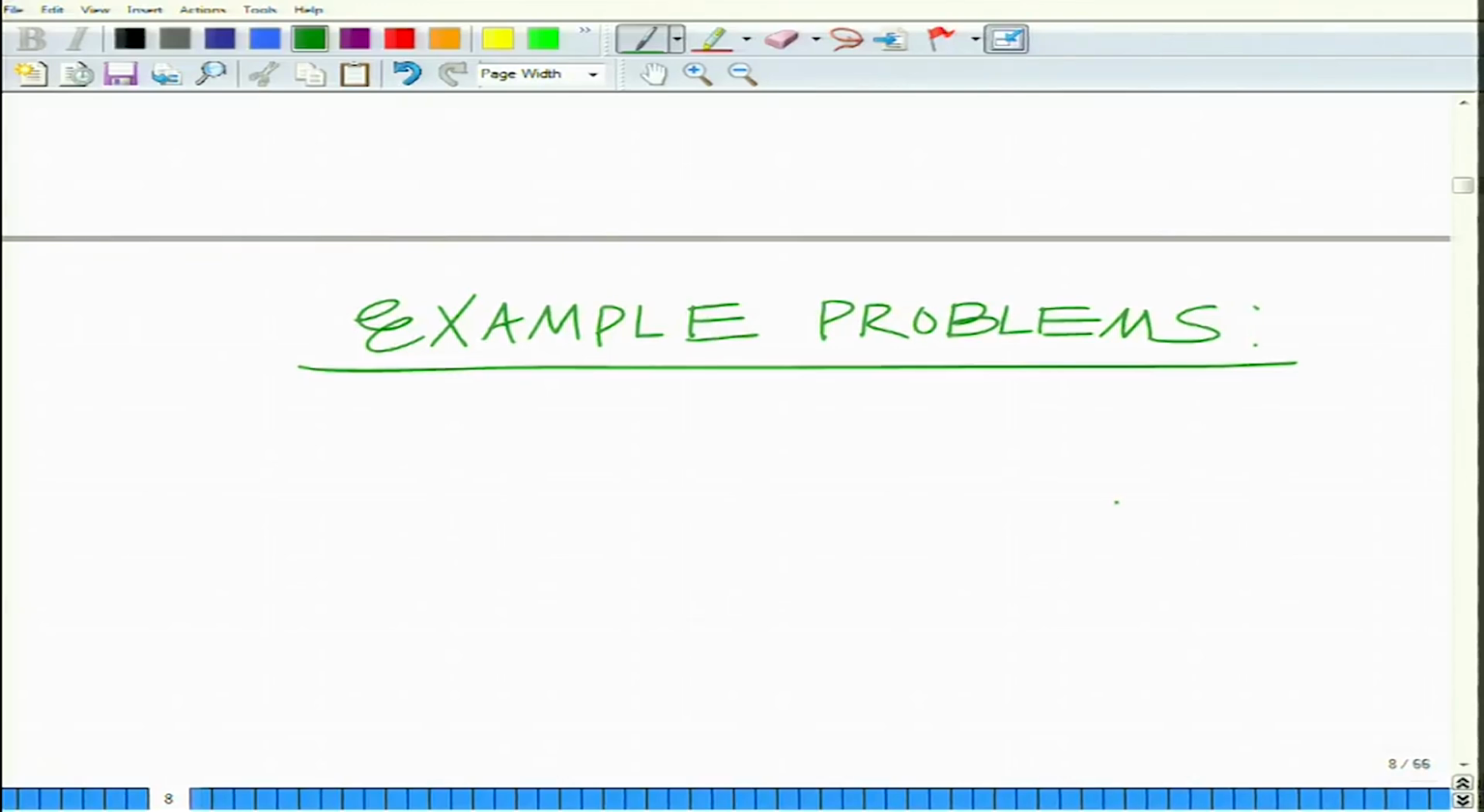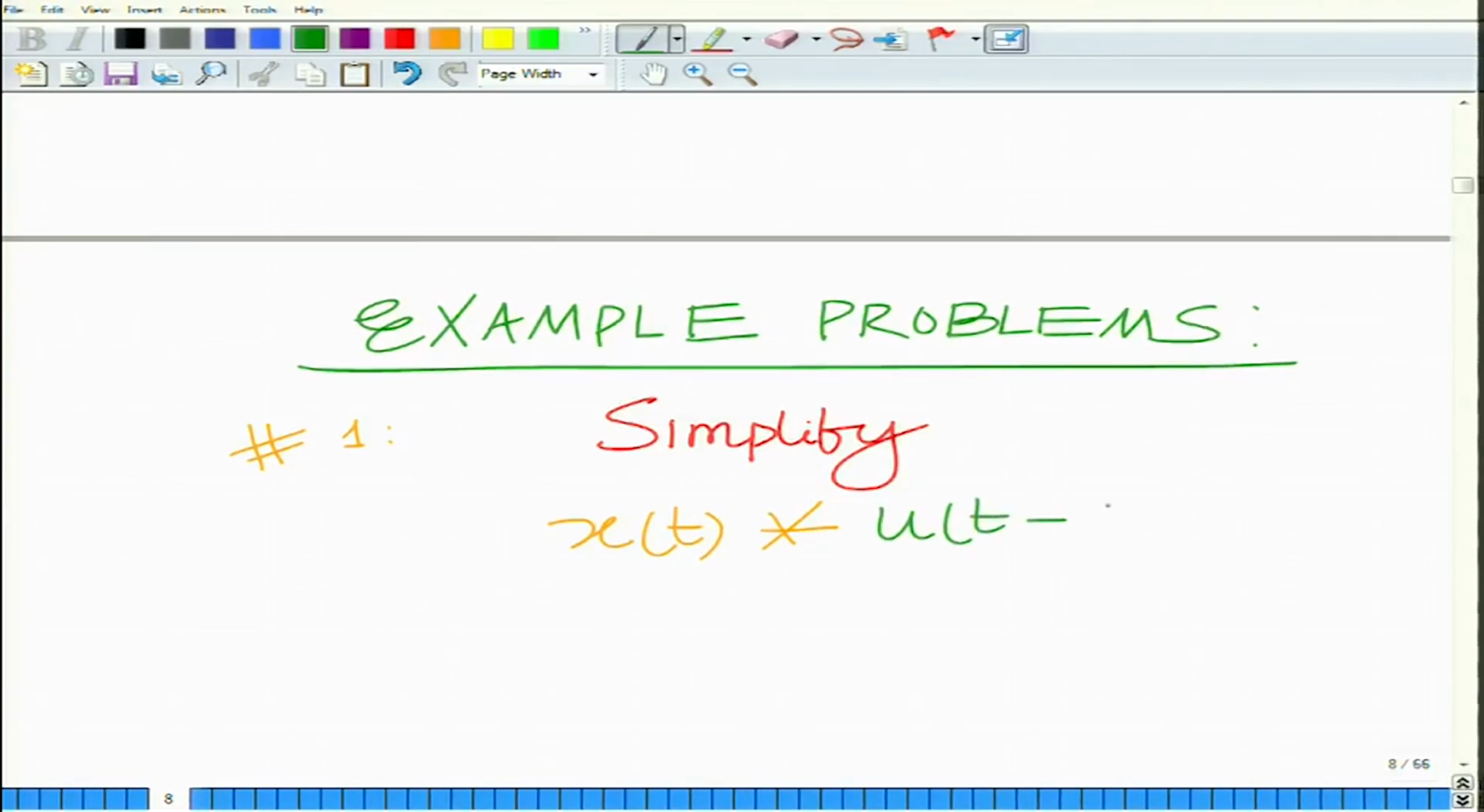Let us start looking at example problems. Now, the first problem will be, let us look at a very simple problem for a continuous time LTI system. Simplify x(t) convolved with a shifted or delayed version of the unit step function u(t) delayed by t naught.